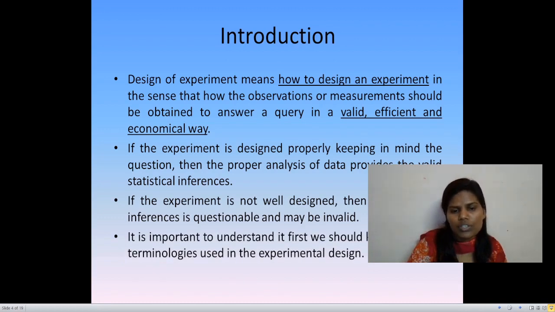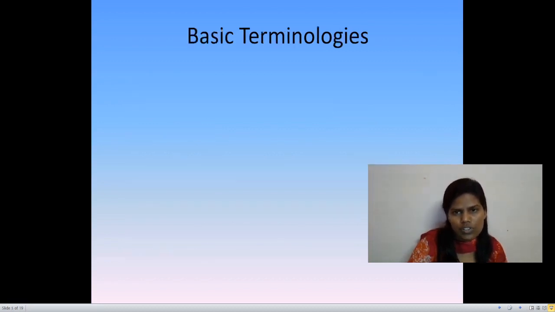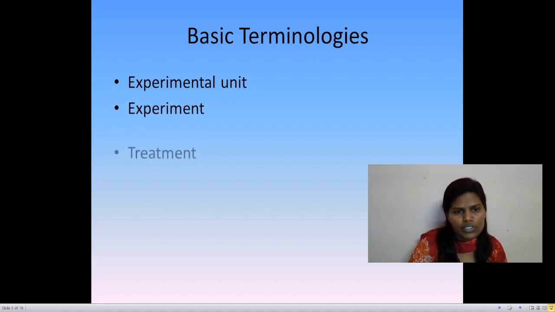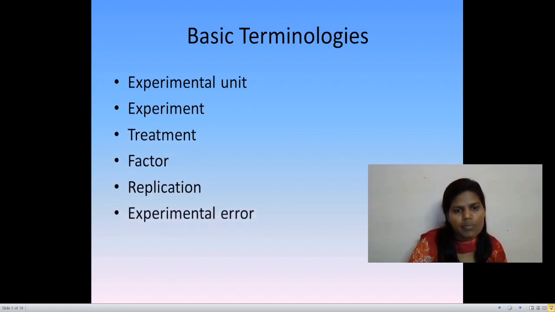First, we should know the basic terminology used in the experimental design. Now, the basic terminology under the design of experiment, which I included here, is experimental unit, experiment, treatment, factor, replication, experimental error.